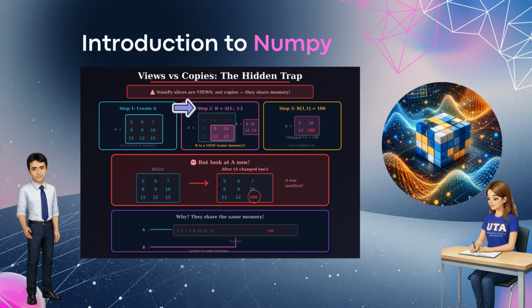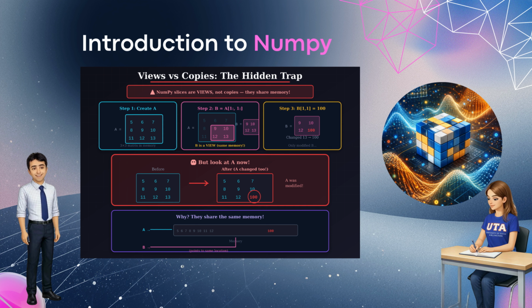Let's think about what this slice gives us. 1: for rows means starting from row index 1 to the end. Remember, we count from 0, so row index 1 is actually the second row. That means we're getting the second and third rows. 1: for columns means starting from column index 1 to the end, so the second and third columns. So B should be first row 9, 10, second row 12, 13. That's a 2 by 2 slice from the bottom right corner of A.